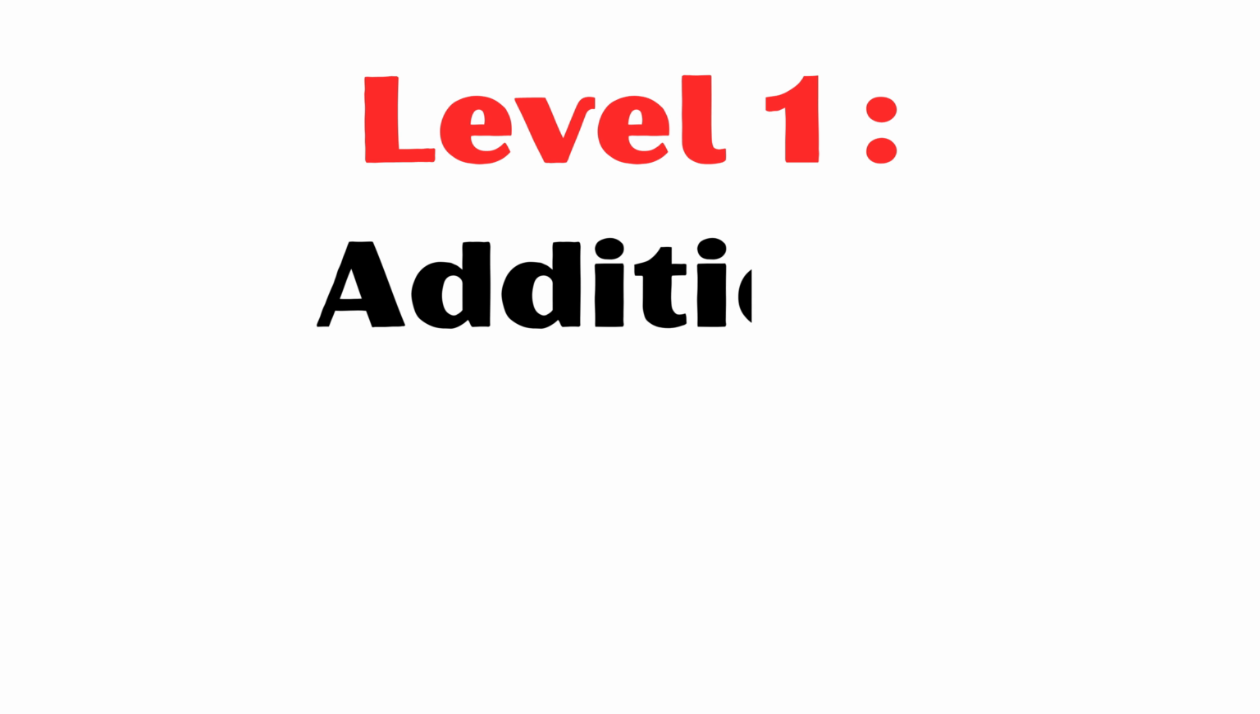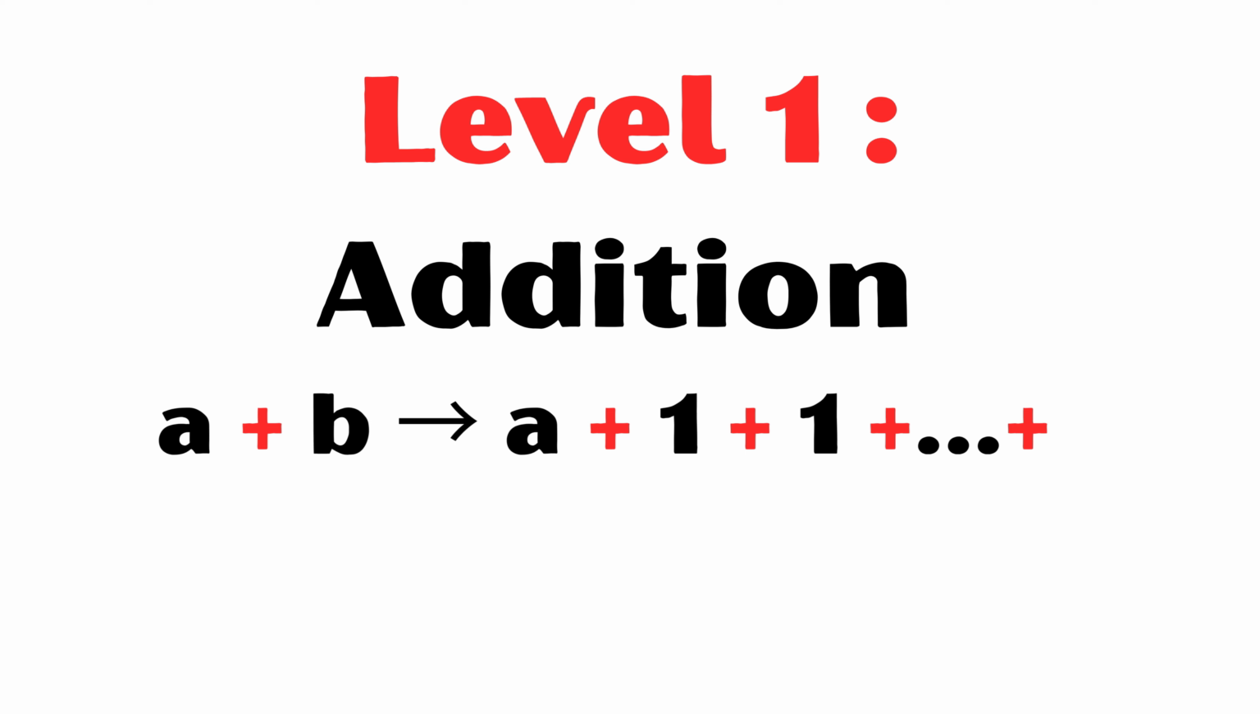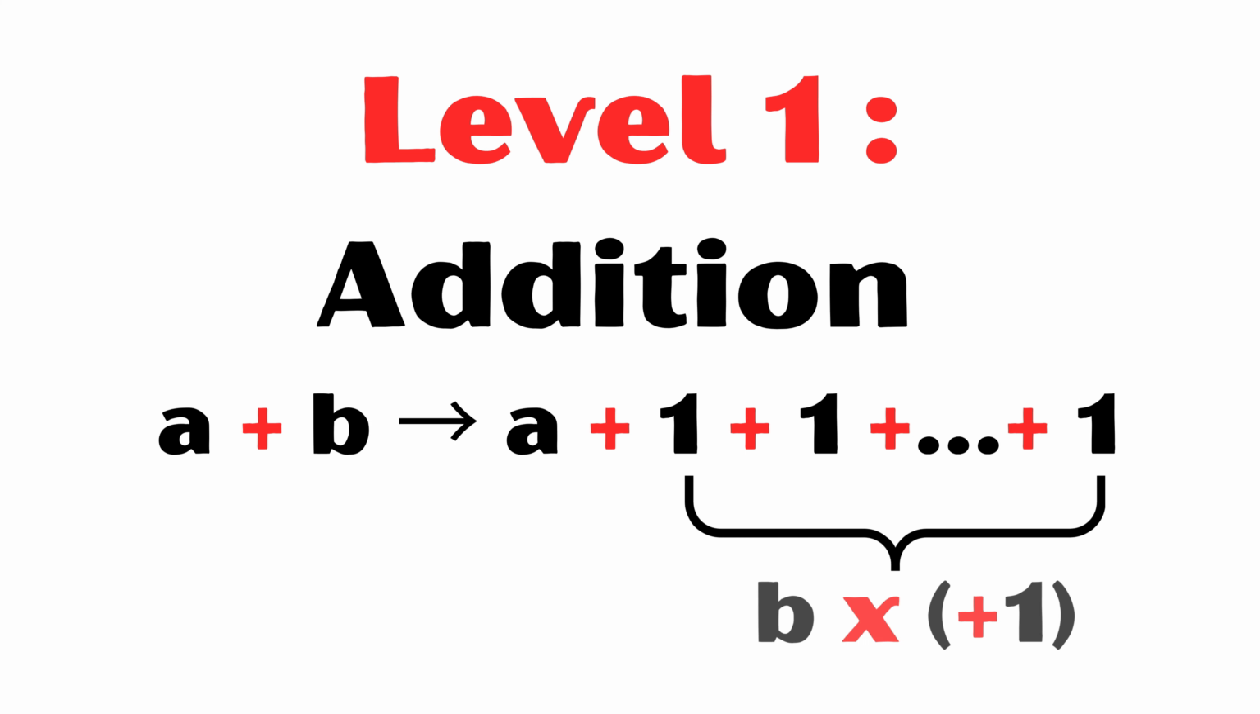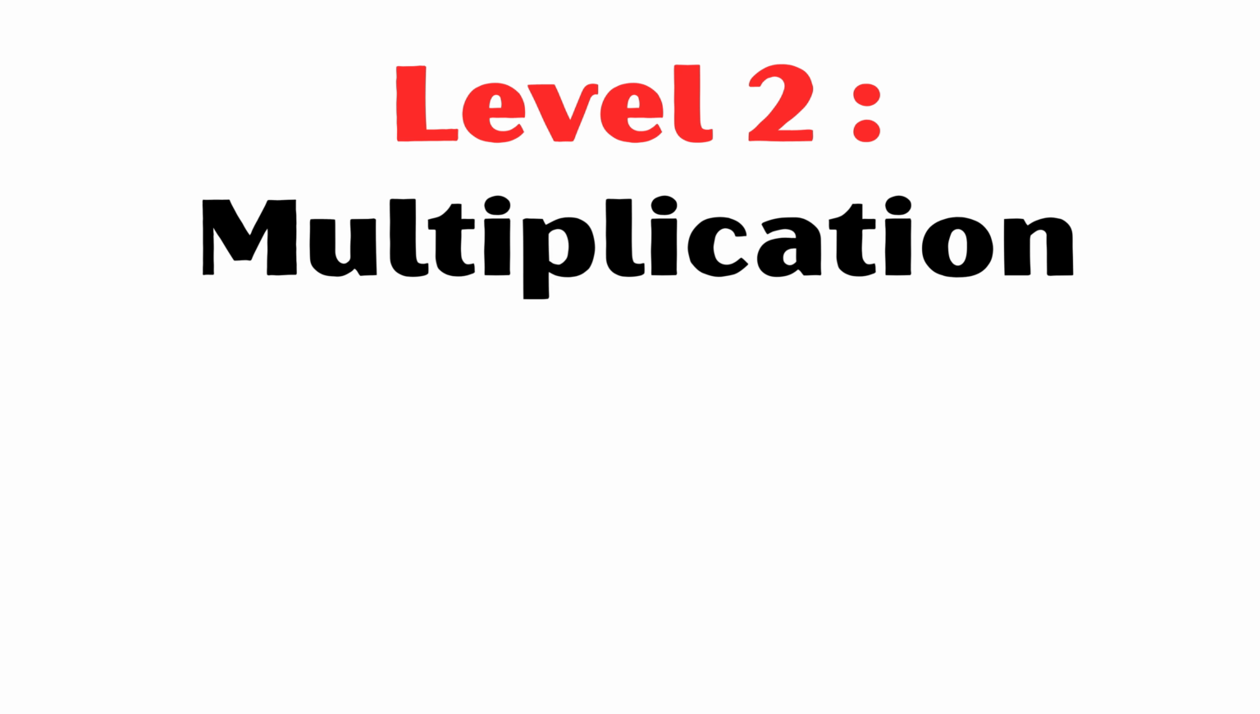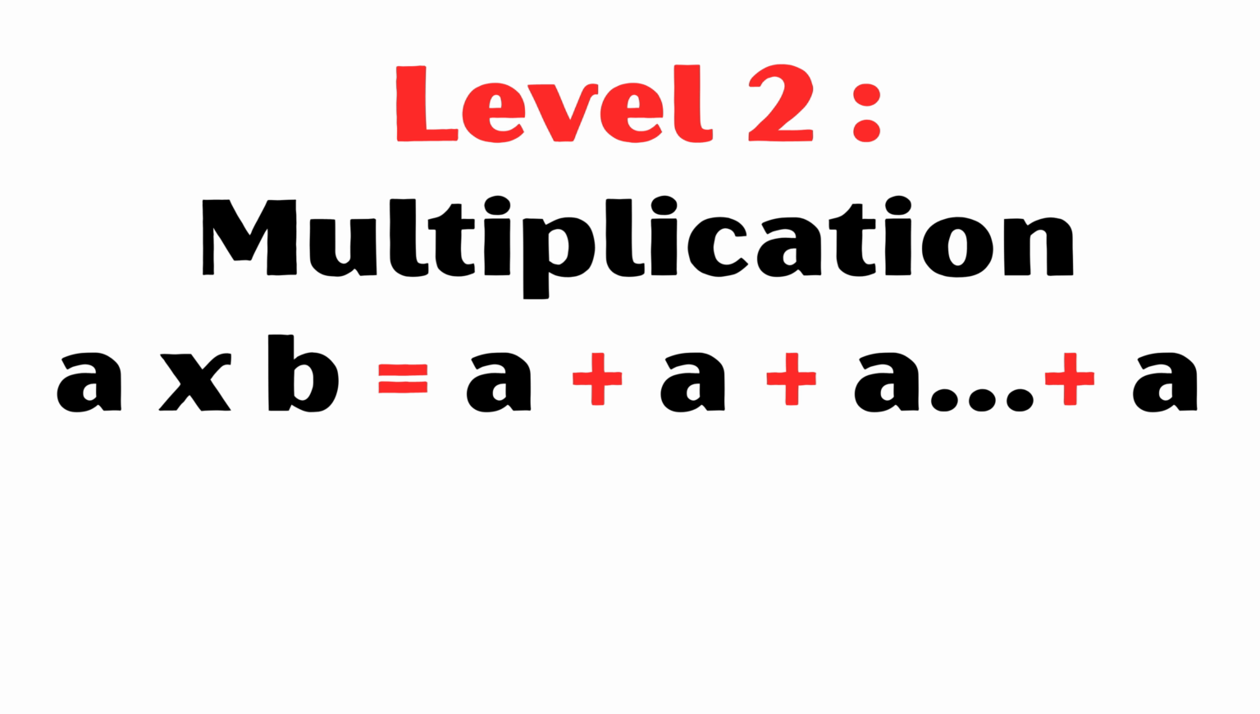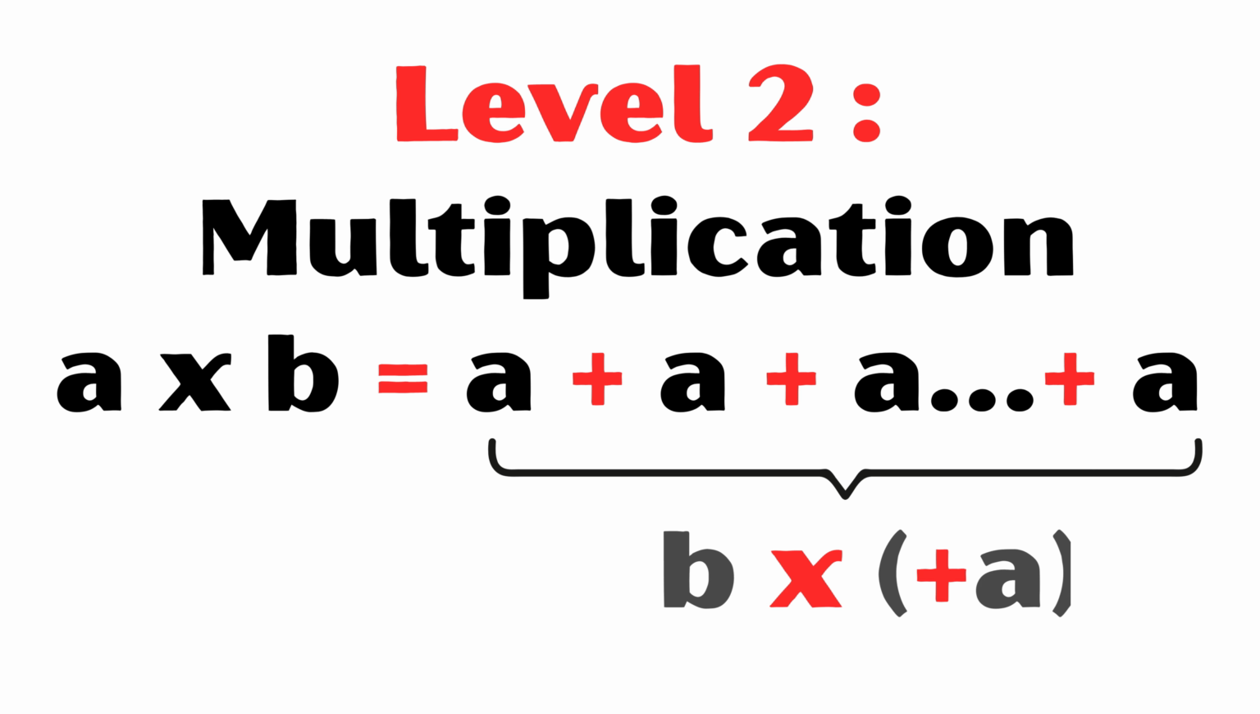Up is addition. Addition is just repeated succession. A plus B is equal to adding 1 to A, B times. Then we step up to multiplication, which is repeated addition. A times B is equal to adding A to itself, B times.